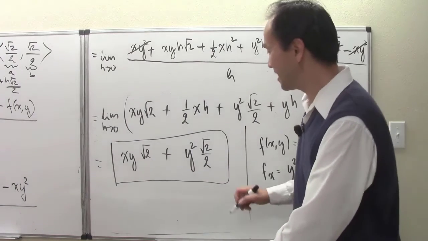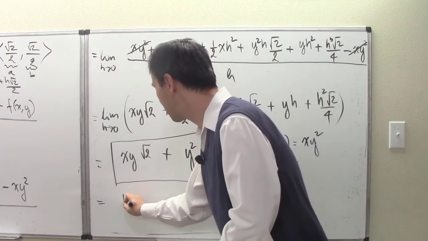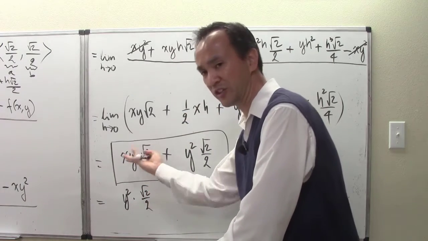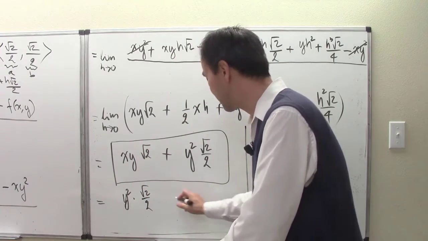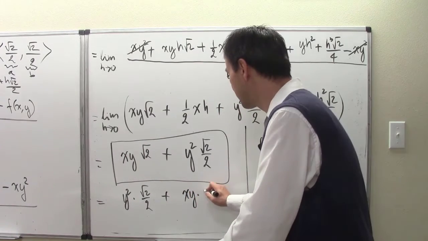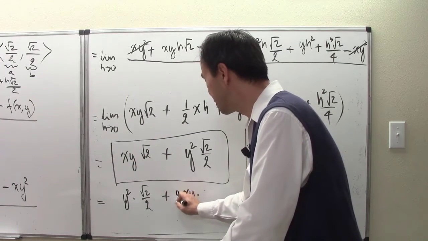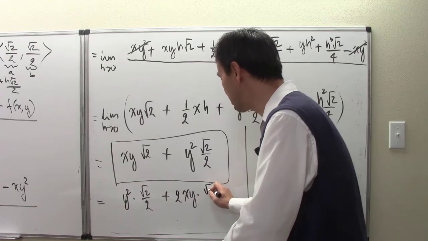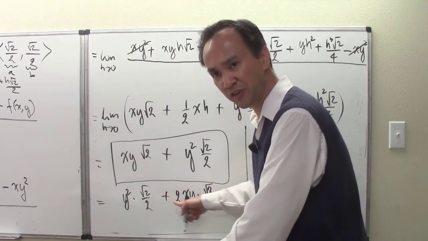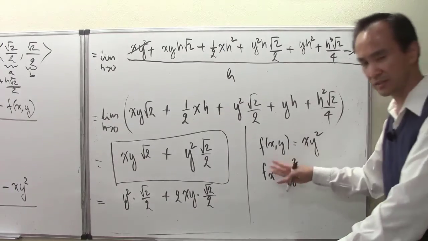And now let me even purposely rewrite this. So this was our final answer, but let me purposely rewrite it as y squared times square root of 2 over 2, for a reason. I'm just swapping the order of the two terms here. Plus, and now there's an xy times square root of 2, but I'm purposely writing that as 2 times xy times square root of 2 over 2. It's just some algebraic manipulation. I purposely did that to this first term. That's the reason. So now back to what I was in the middle of.